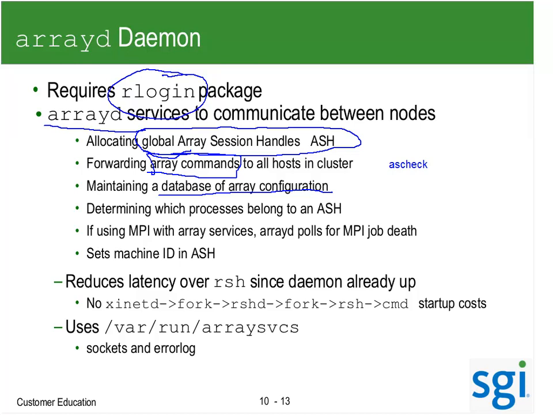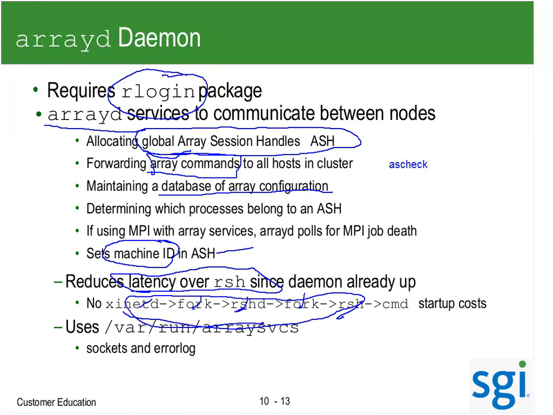Also in MPI, the array daemon is polling for death of child. And the machine ID, there's going to be a machine ID, is in the ASH, in the array session handle. Again, I mentioned the whole purpose of arrayd is, one of the main reasons is to reduce latency, so we don't have to go through all this stuff. Okay? So all of that overhead is removed. Also, the communication between these daemons is in /var/run/array services. There's a network socket and there are error logs in there. So you do want to be aware of /var/run/array services.